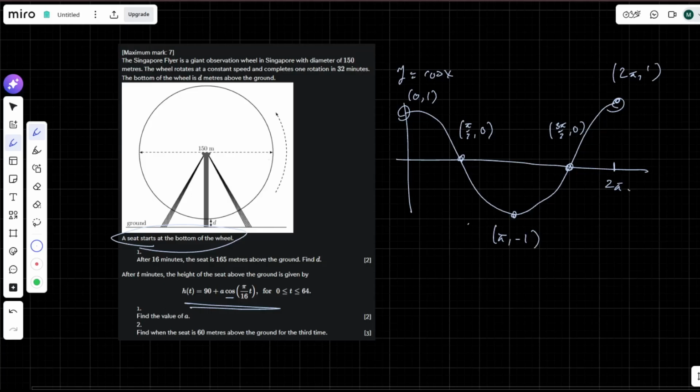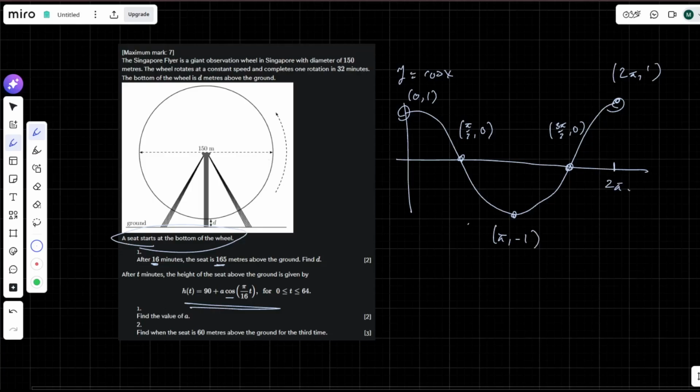So the first part of the question says, after 16 minutes the seat is 165 meters above the ground. Find d. Okay, so 16 minutes is a specific number. How is this really supposed to help us find d? Well, certainly if the Ferris wheel is 150 meters across, if we were starting exactly on the ground, like there was no gap between us and the ground at the beginning, you would expect that at the very top we would be 150 meters above the ground. So clearly d is adding on top of the 150 to give us a bit more height. How do we know for certain that it's going to be at the maximum, right?